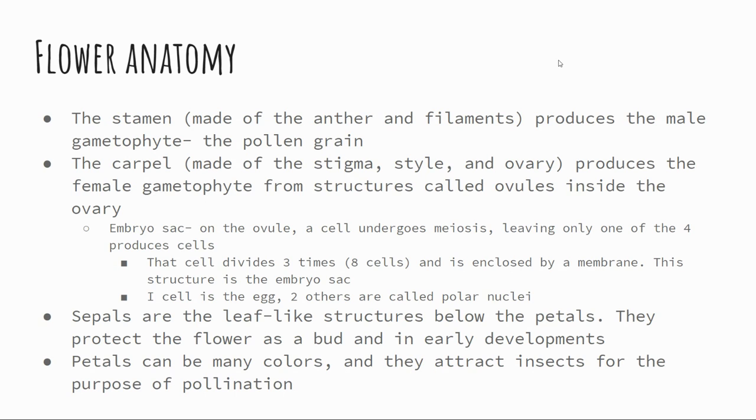Sepals are the leaf-like structures below the petals, and they protect the flower as a bud and in early stages of development. Petals can be many colors, and they attract insects for the purpose of pollination. We'll talk more about how important pollination is as we move through future units.